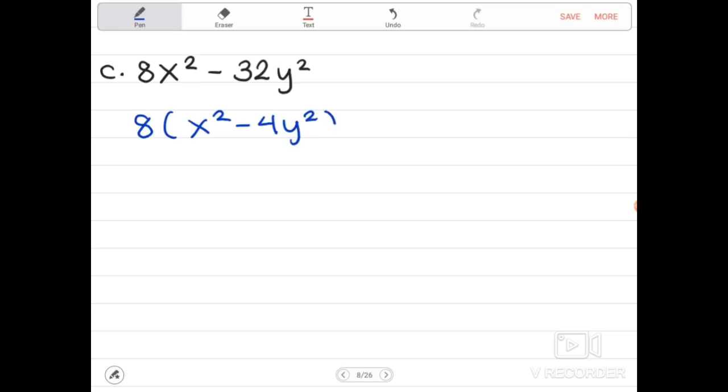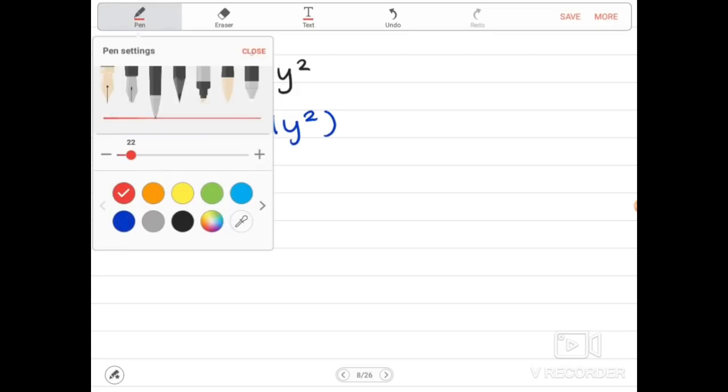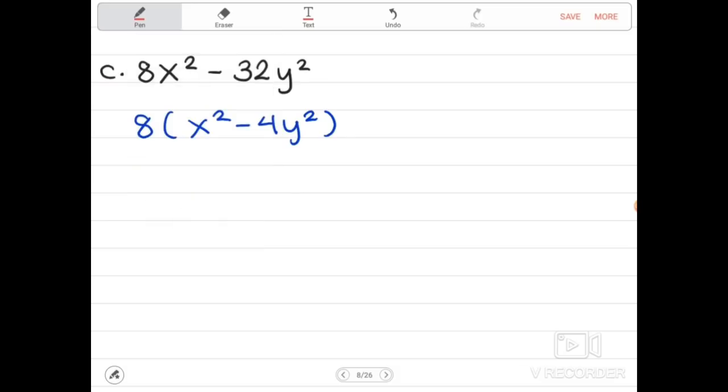4y squared. Yan yung sinasabi ko kanina. Kailangan itanong muna natin kung meron ba silang common monomial factor. Okay? Then, look at the equation inside the parentheses. First term, is it a perfect squared? Yes. Second term, is it a perfect squared? Yes. So, pwede natin gamitin yung second type of factoring, which is difference of 2 squared. So, this is our x squared, this is our y squared.